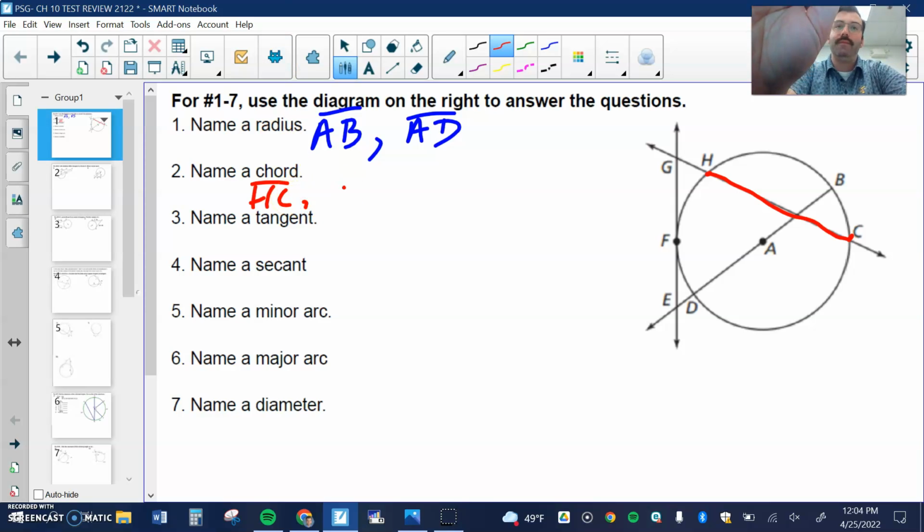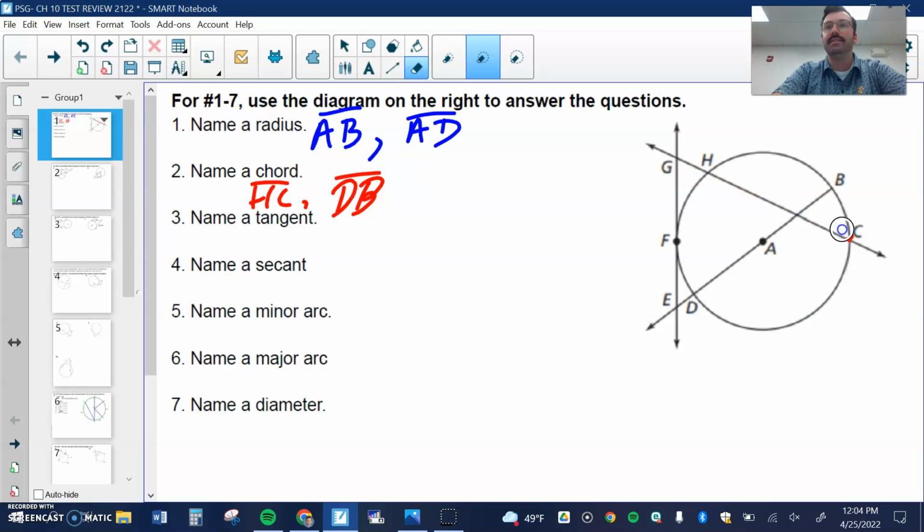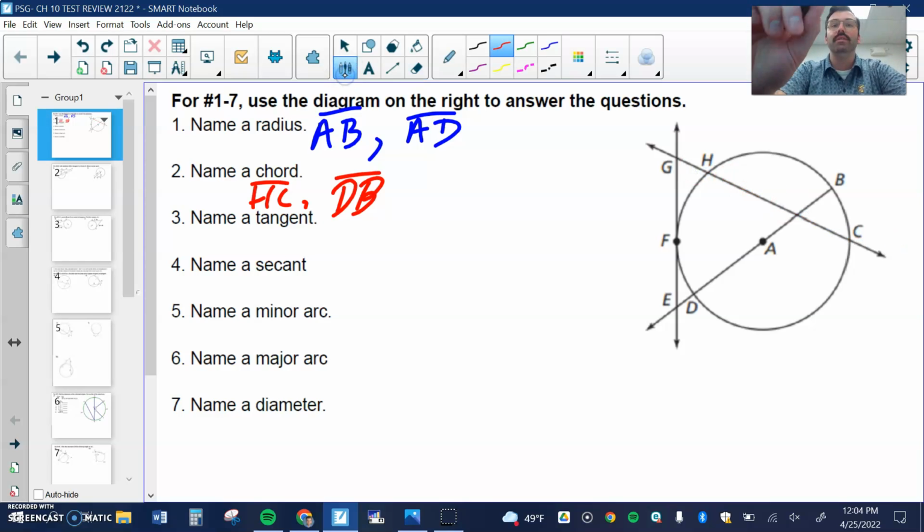Also, I could write DB. Now, DB is a special type of chord. It's also the diameter, but it still counts as a chord. Since I just said that DB was the diameter, I might as well write that down on number 7, DB diameter. Name a tangent. A tangent just touches the circle once.